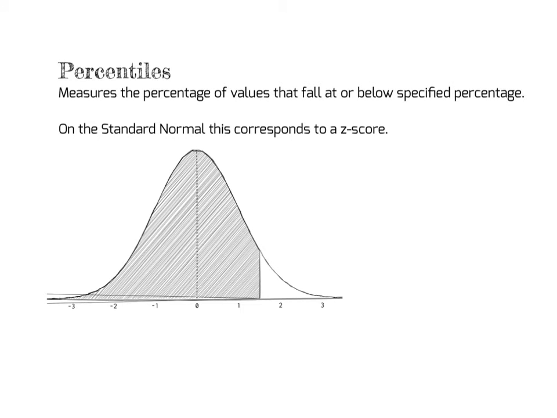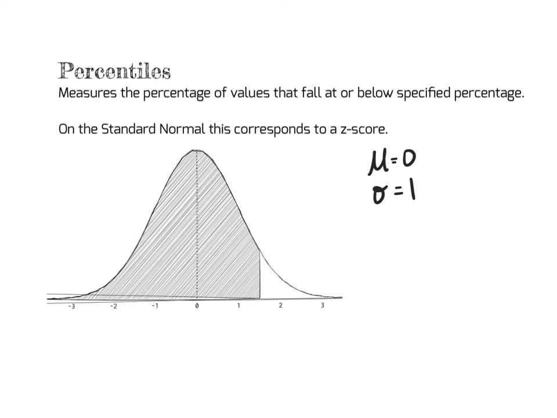In this tutorial, I want to talk about percentiles. And recall that a percentile is going to be used when we talk about our standard normal curve. A percentile measures the percentage of values that fall at or below a specified percentage, and we use it on the standard normal. Remember, on your standard normal, you're just looking at something that has a normal curve with a mean equal to 0 and a standard deviation sigma equal to 1.